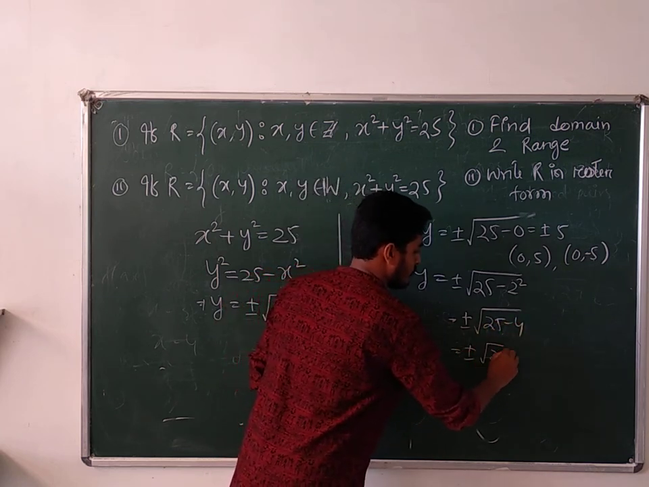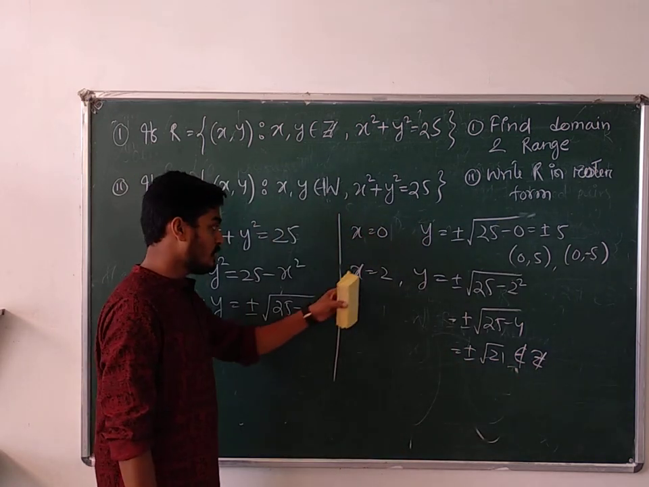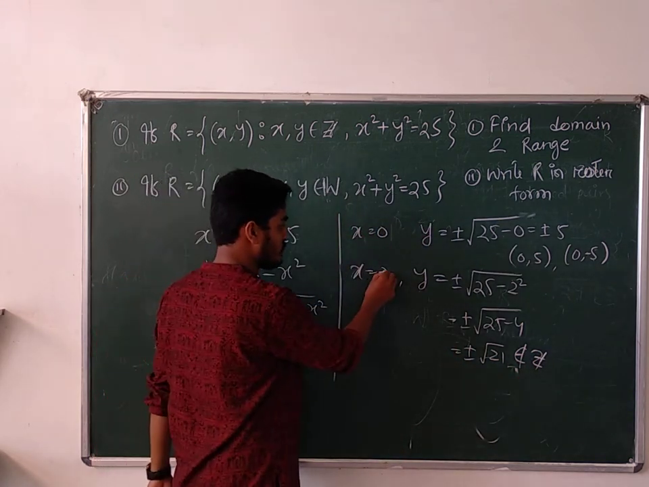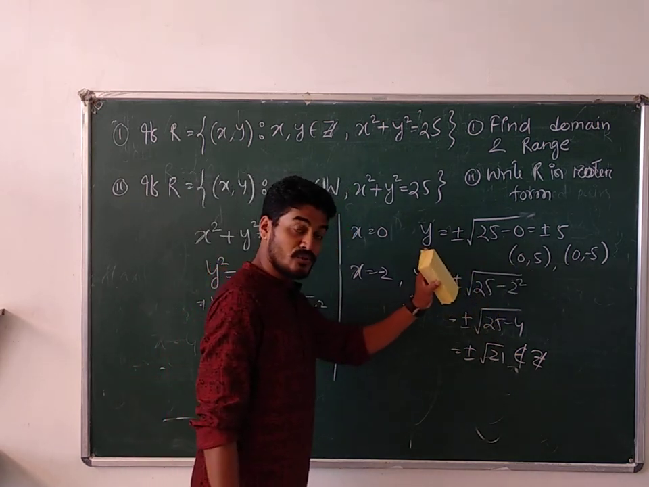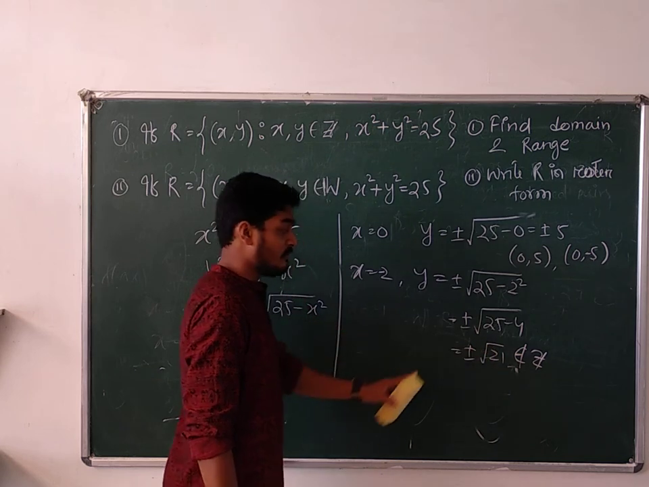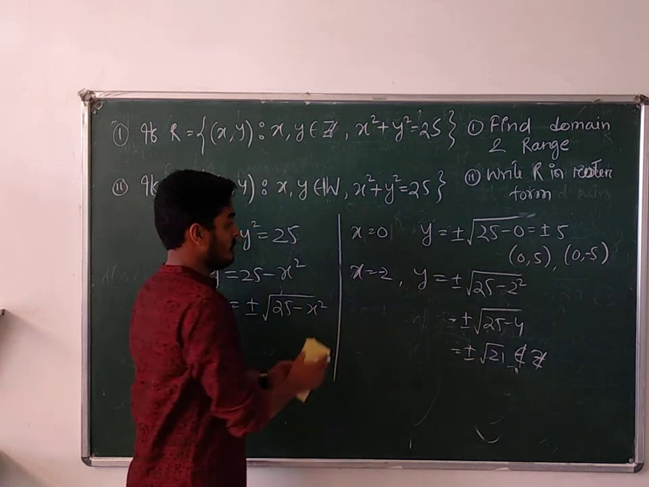Plus minus square root of 21. This is not an integer. This is also not an integer. That's why you will not consider x is equal to 2. Can we consider minus 2? No, you cannot consider. The procedure will remain the same, because minus 2 whole square is also equal to 4. That means you will have plus minus square root of 21, which is not an integer.